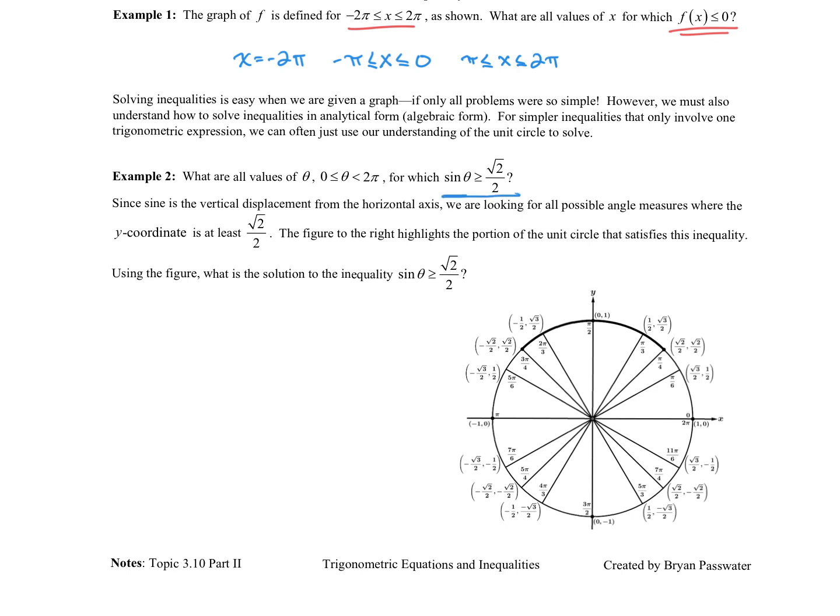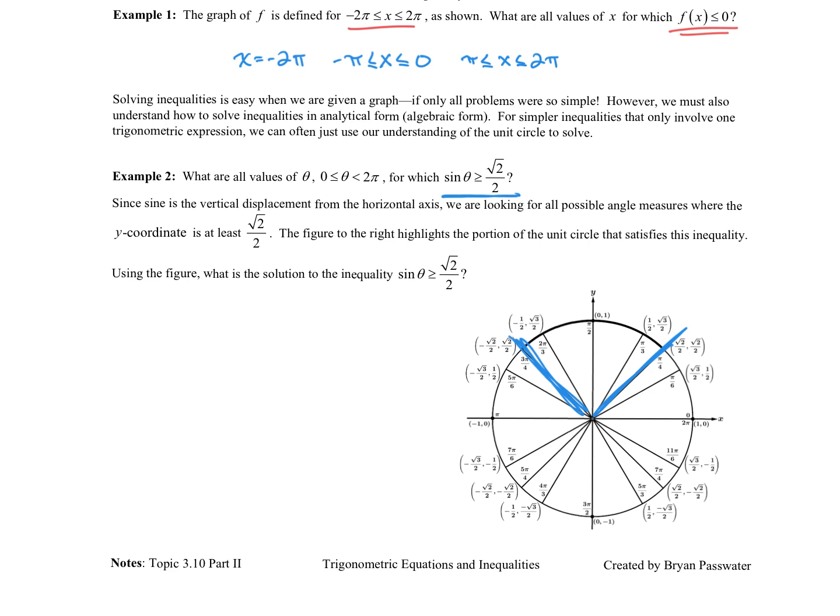Example 2. What are all values of theta, 0 is less than or equal to theta, which is less than 2 pi, for which the sine of theta is greater than or equal to square root 2 over 2? All right, fantastic. So when is sine equal to square root 2 over 2? At pi over 4. When else? At 3 pi over 4. All right? And sine deals with what? The x or the y?